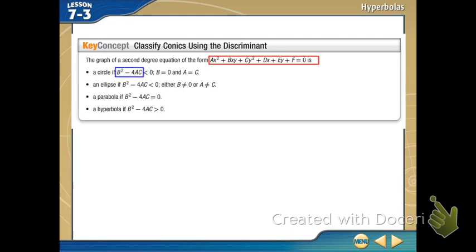So b squared minus 4ac will be less than 0, or in other words, negative, if the conic is going to be a circle. If b squared minus 4ac is negative and b is not equal to 0 and a is not equal to c. In other words, these quadratic terms that you have should be different in an ellipse. So we would say that the quadratic terms are not the same.